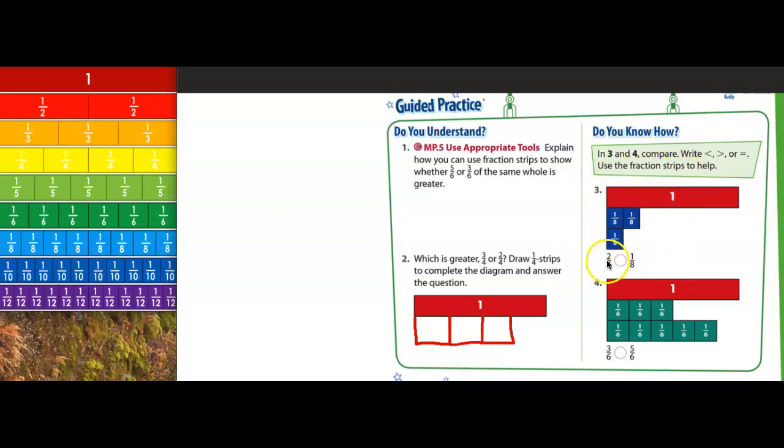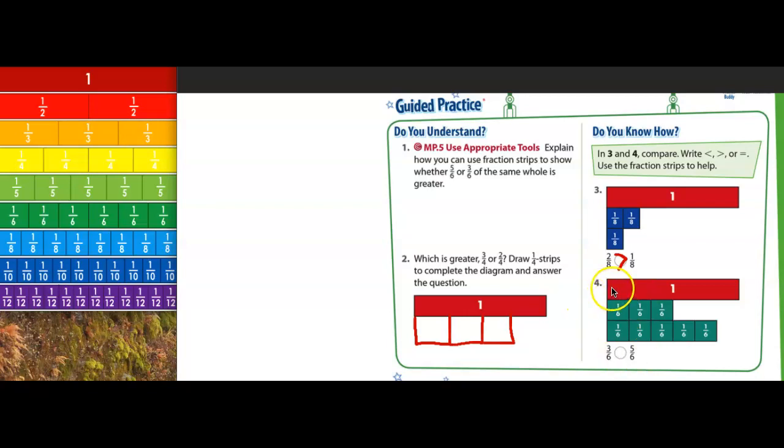They want to know what is greater, 2/8 or 1/8. And I can see that 2/8 is bigger, or greater, than 1/8. So I can just draw my symbol right here. Remember that the alligator is hungry. He's eating the bigger number.